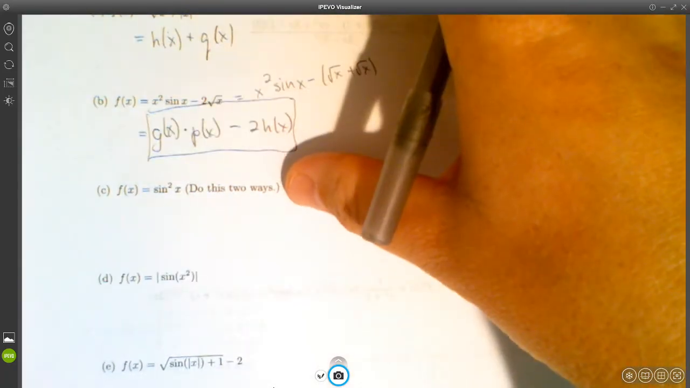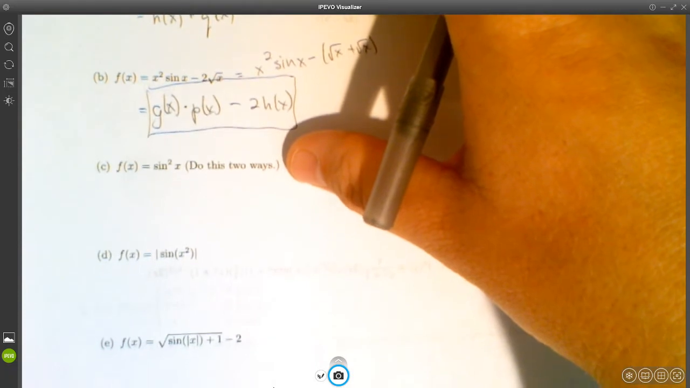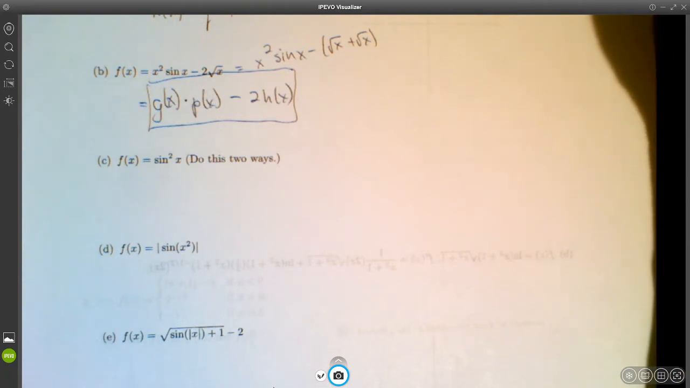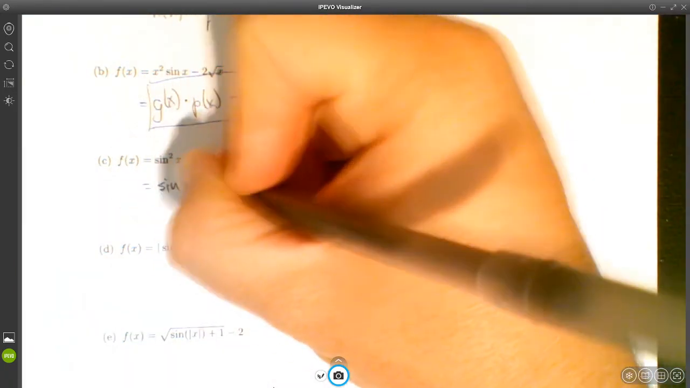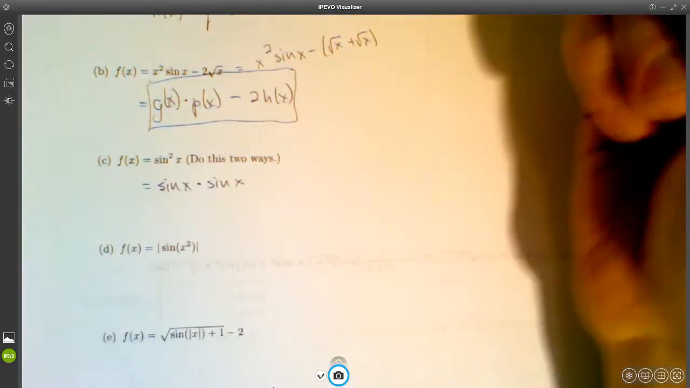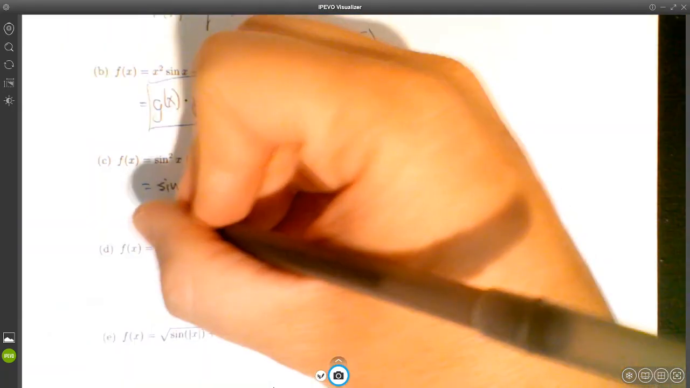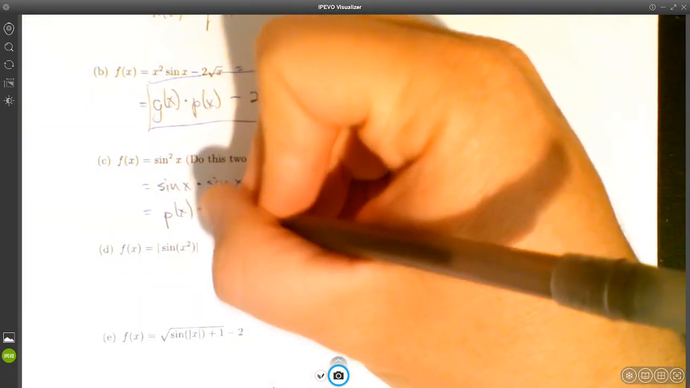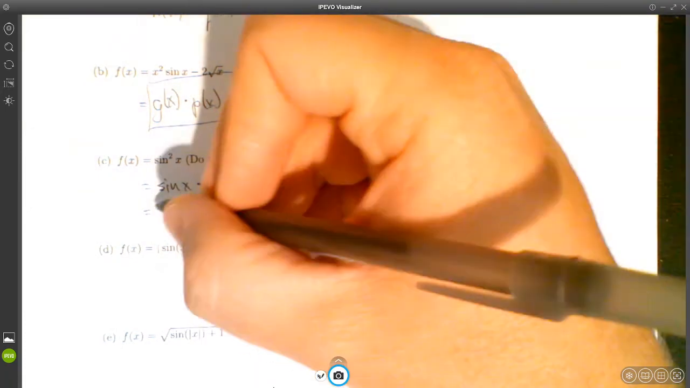Part C, do this in 2 ways. Yeah, pause the video, see if you can do part C in 2 different ways. Okay, here's my solution. One of the ways that occurs to me to do this is to think of sine squared as just sine x times sine x. So, of course, that would just be p of x, right? We called sine x p of x. So this would just be p of x times p of x. So that's one way to do it.